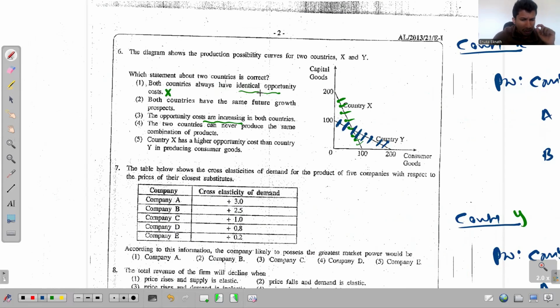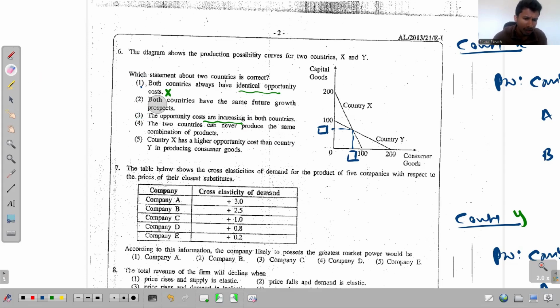So once you recognize that properly, once you understand that properly, you can understand that this statement is different from this statement, and both are false. Right. The fourth one, the two countries can never produce the same combination of products. No, I just told you, if they produce at the point where the two PPCs intersect each other, the two countries can produce the same amount of capital goods and the same amount of consumer goods without any issue.